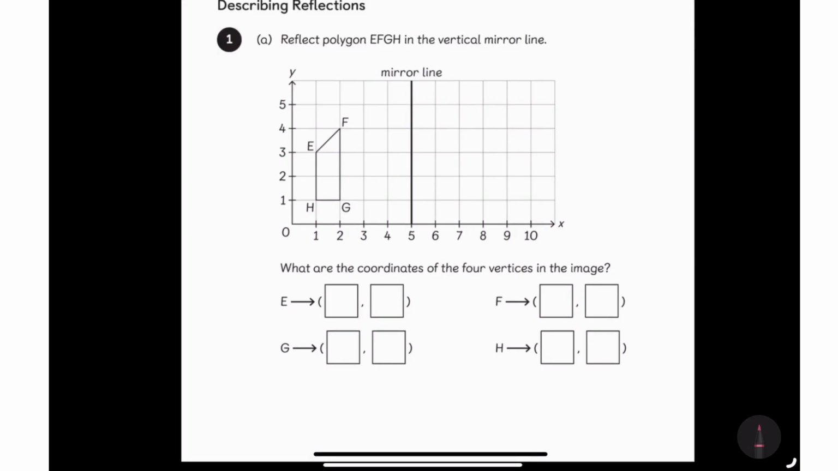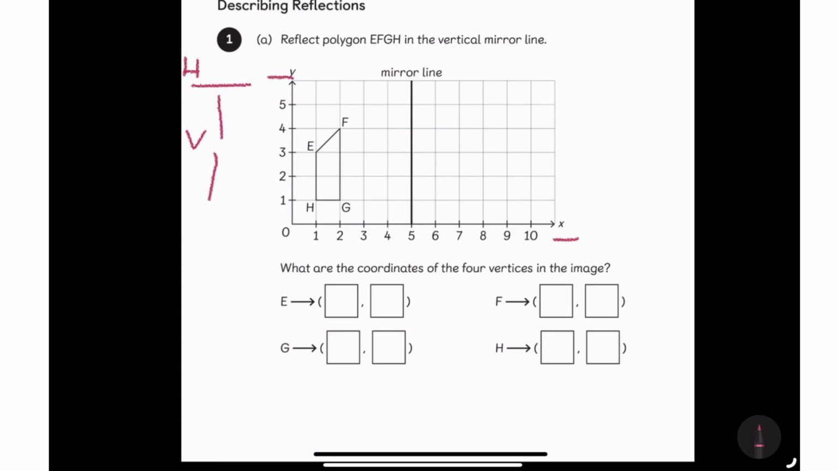So let's jump on to the first example. It says reflect polygon EFGH in a vertical mirror line. So first, we know the sleeping line is a horizontal line and the standing line is a vertical line, right? Therefore, this is a vertical mirror, so we know it's a standing line. Let's start by noticing our x-axis and y-axis.